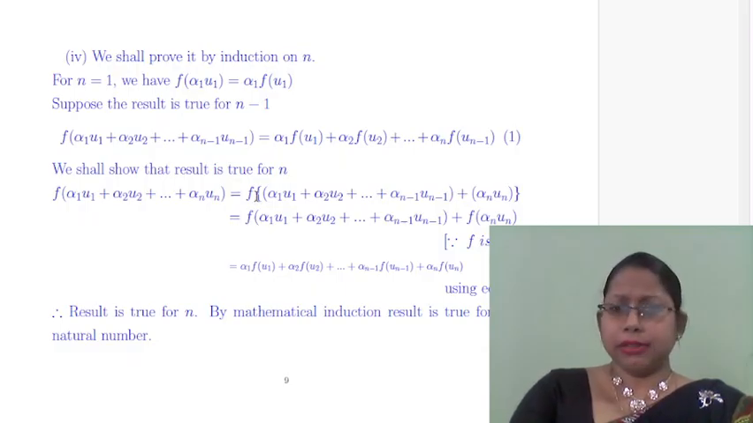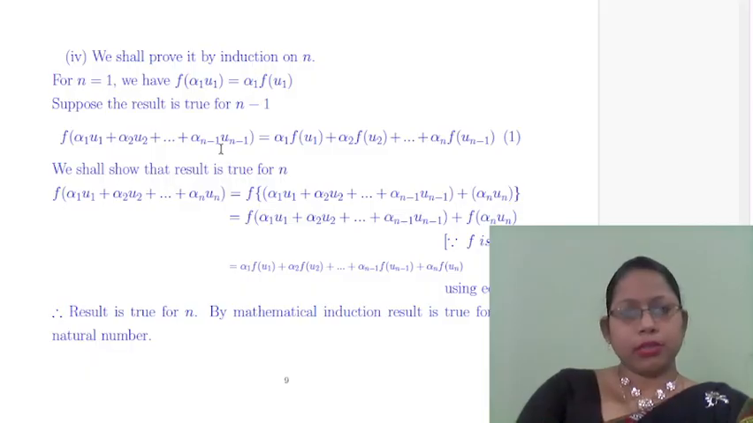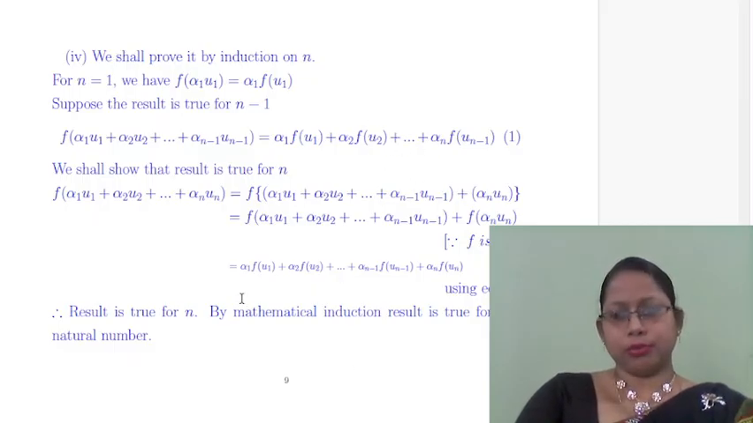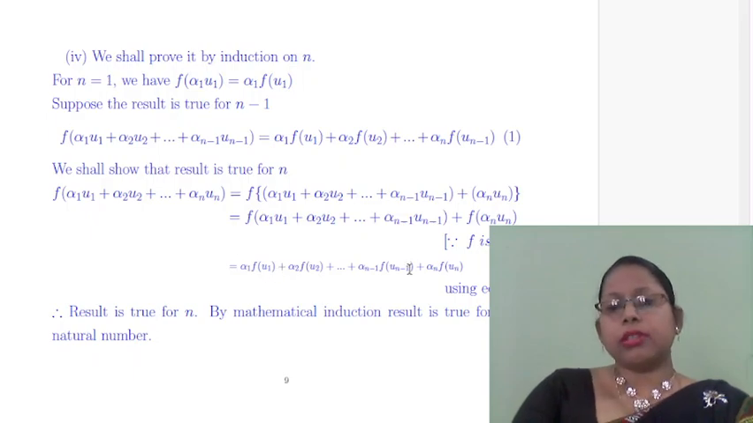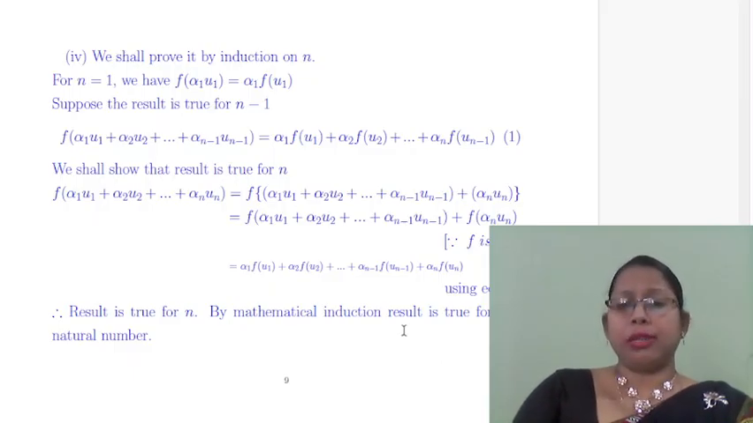Since f is a linear transformation, I can write this as f of this element plus f of this element. In the next step, use equation 1 and write this one. That is, in place of this, I will write the right hand side of equation 1. And this equation ultimately reduces to this equation. That is, this is finally equal to this one. Hence, the result is true for n. By mathematical induction, the result is true for any natural number.